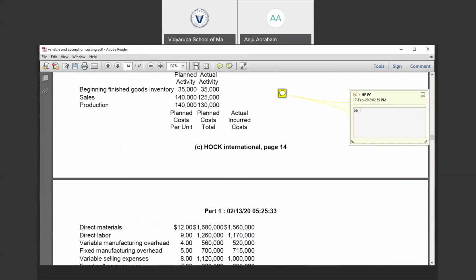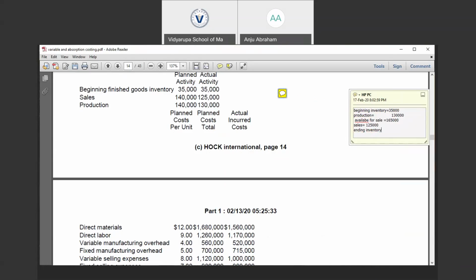So beginning, we have beginning inventory. We need to compute what is the ending inventory. Beginning inventory equals 35,000, and our production equals 130,000, and available for sale is 35,000 plus 130,000, which is going to be 165,000, and our sales is going to be 125,000. So what is the ending inventory value?